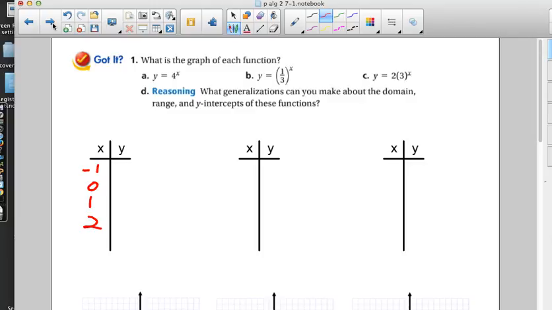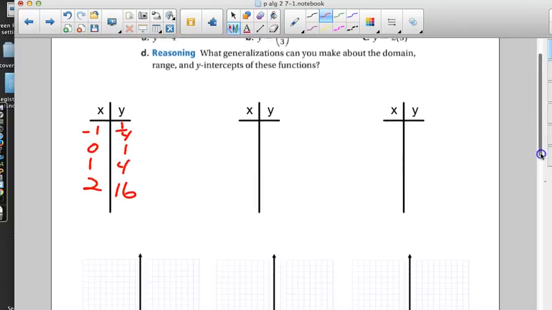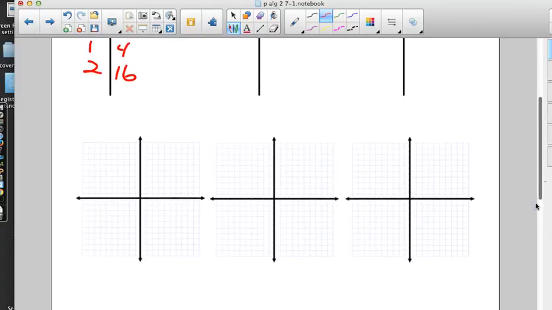So 4 to the -1 power would be 1/4. And again, I know what it's doing on that side. In fact, in quadrant 2, it's approaching the x-axis. Anything to the 0 power is 1. 4 to the first is 4, and then we're already off our grid there. But it gives us something to point at when we make our graph. So let's go down and put this one on here at -1, 1/4.